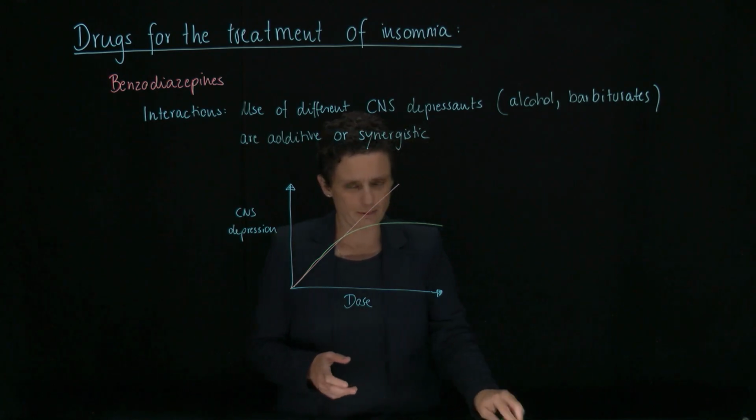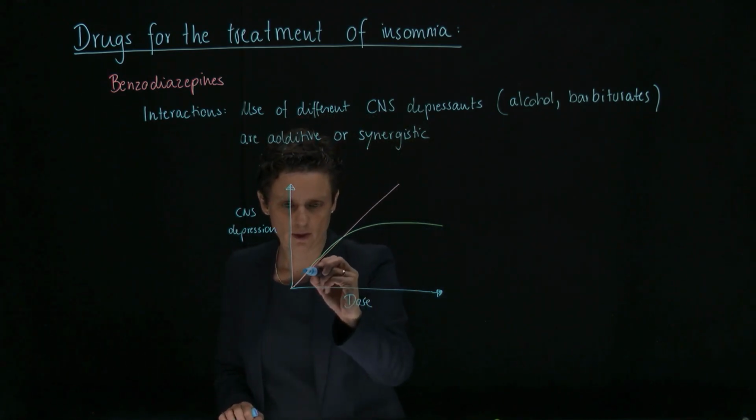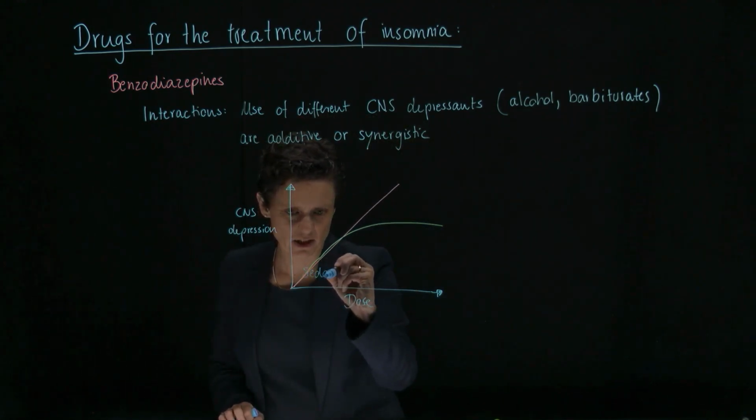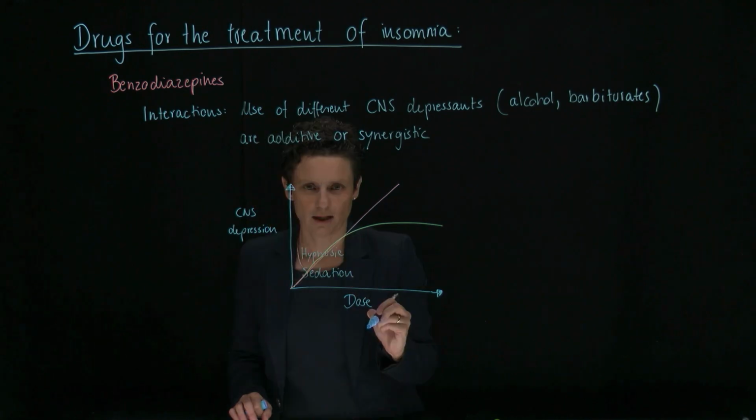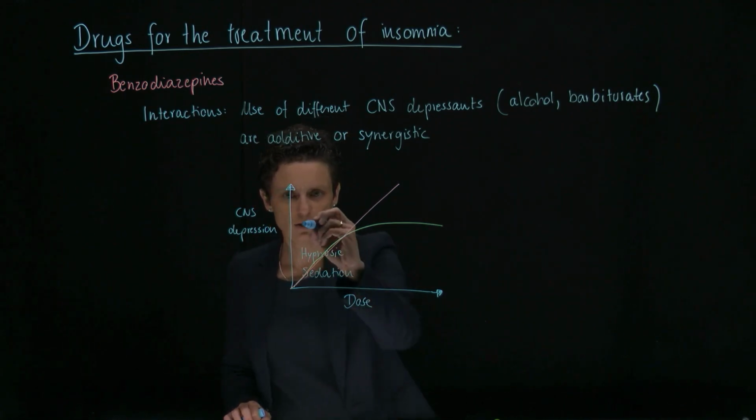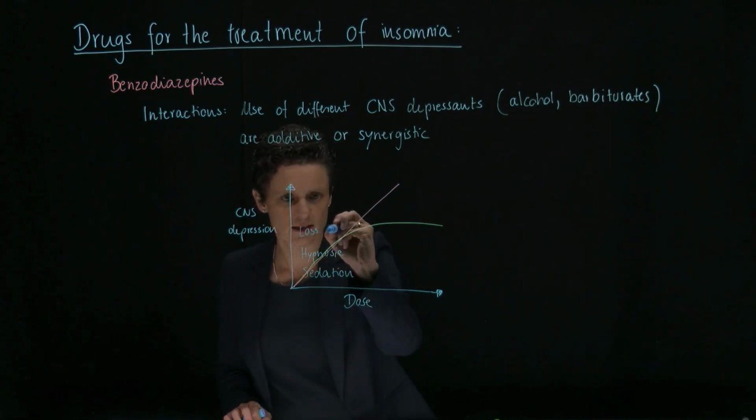So what type of CNS depression do we see? Well, it starts with sedation. Then as we increase the dose, hypnosis, which doesn't mean you hypnotize someone. It means inducing sleep, continuing with loss of consciousness.